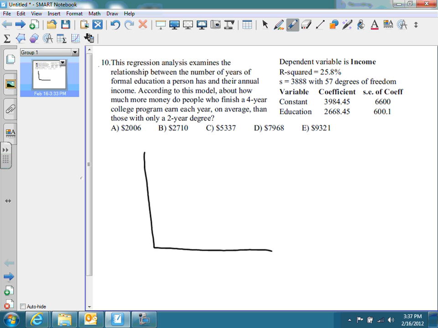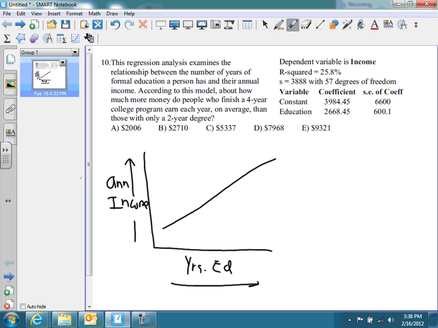Well, just from looking at that, I can tell that my explanatory variable is years of education, and my response variable is their annual income. That makes sense, because you would figure that the more education a person has, the higher their income is going to be. So in just saying that, I already determined that I probably have a relationship with a positive slope. The more education, the higher the annual income.